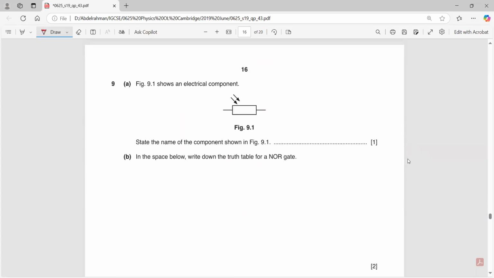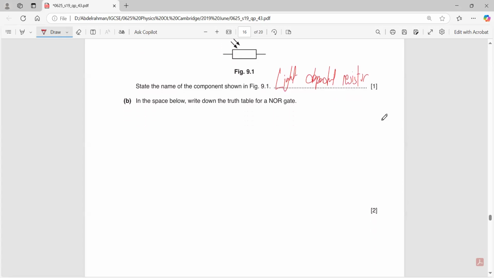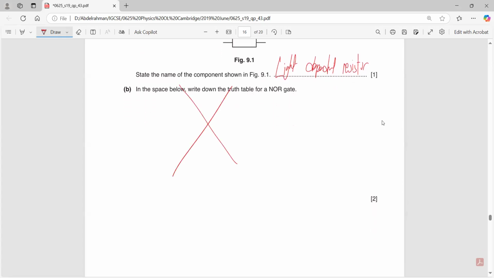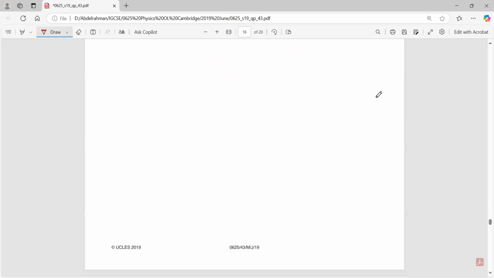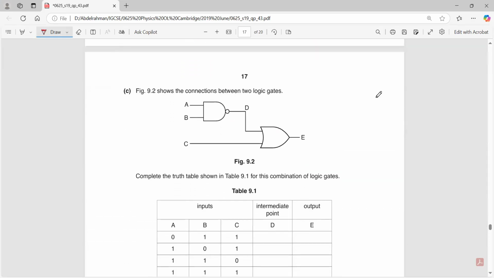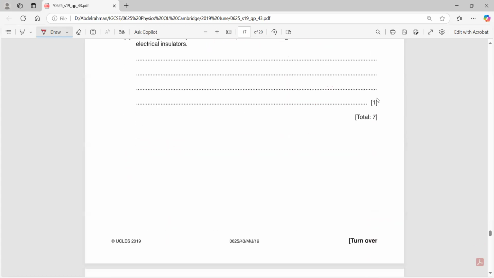We have an electrical component. What is this electrical component called? It is an LDR, or a light dependent resistor. Definitely B is cancelled. You're not required to draw NOR gates. C is cancelled. Okay, this whole page is cancelled.